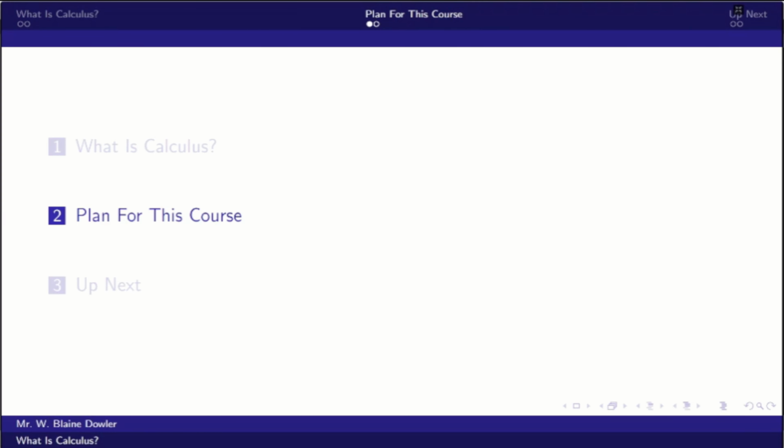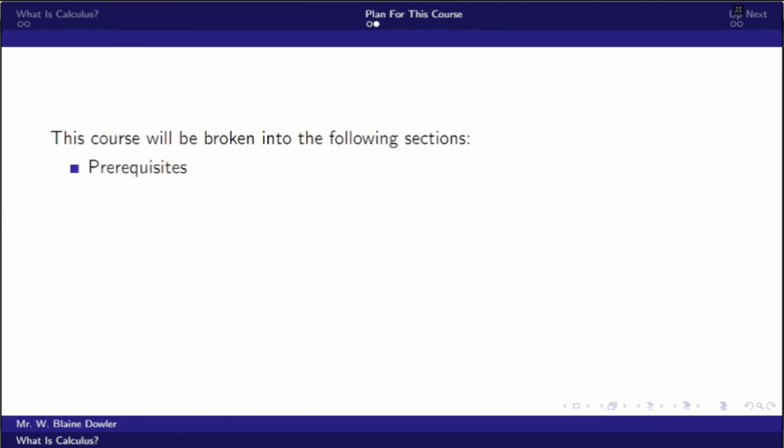So the plan for this course. At first, this course is planned to be an atypical approach to high school calculus. If this is popular, I can continue this beyond that. I'm very open to feedback and requests. But as it stands, it's going to be broken into 5 units. The first is prerequisites, or review of things that you should probably have learned before calculus begins.